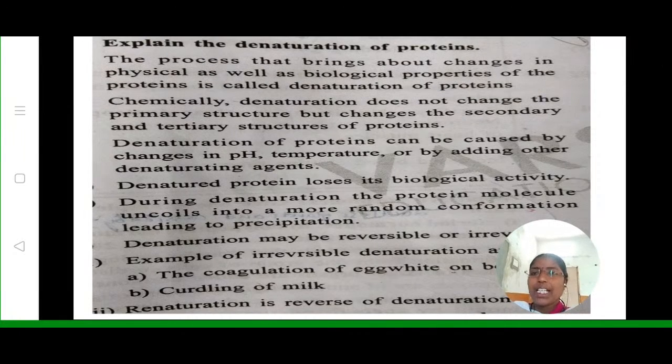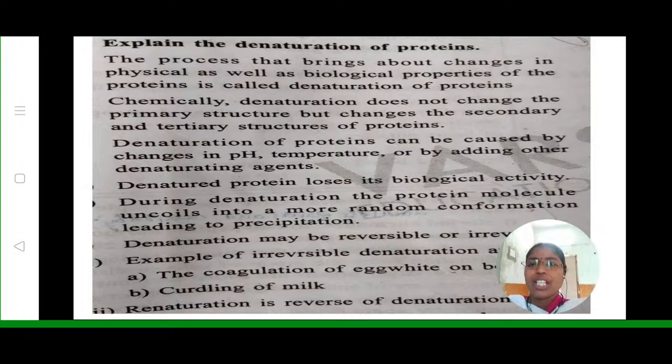Next, chemical denaturation does not change any primary structure, but changes the secondary and tertiary structures of the proteins. This is the main condition for denaturation of proteins. That is, denaturation does not change the primary structure but changes the secondary and tertiary structures of the proteins.